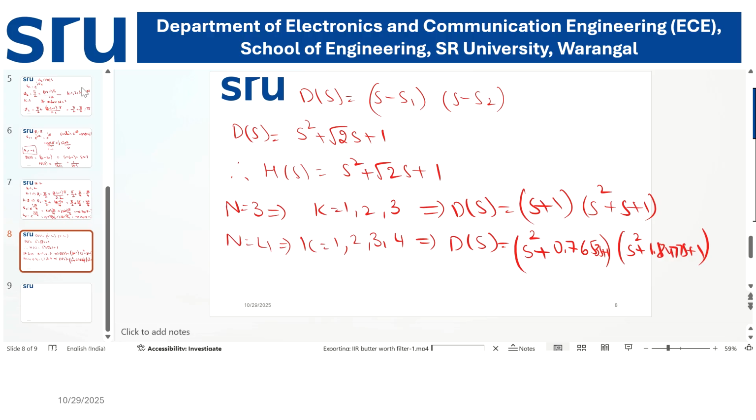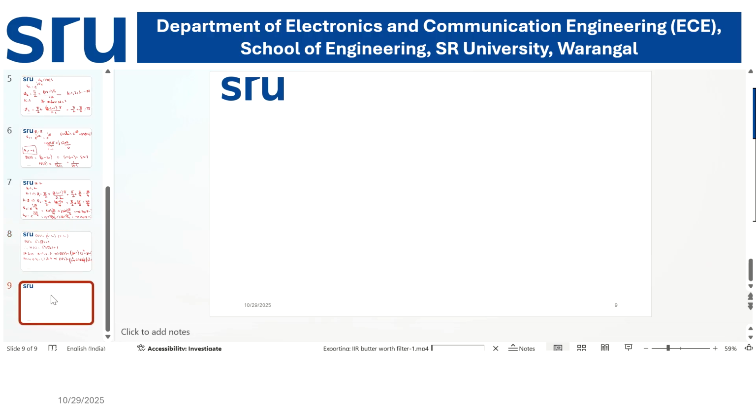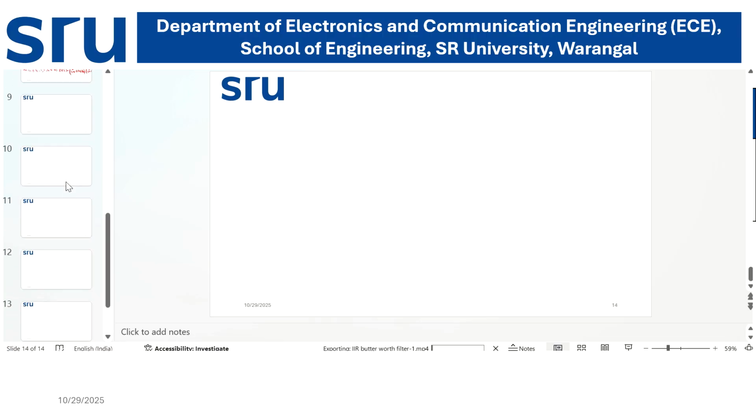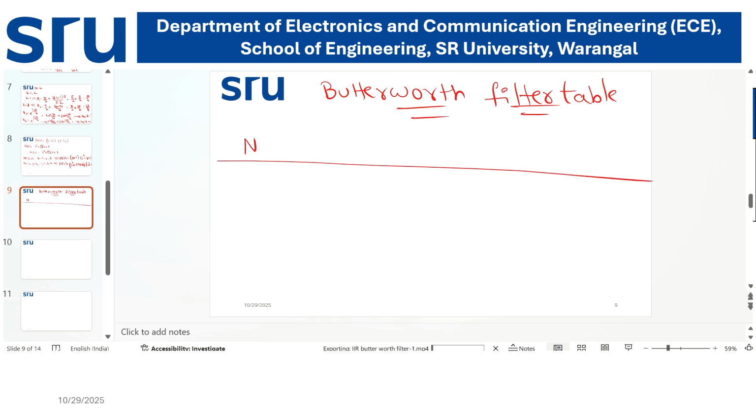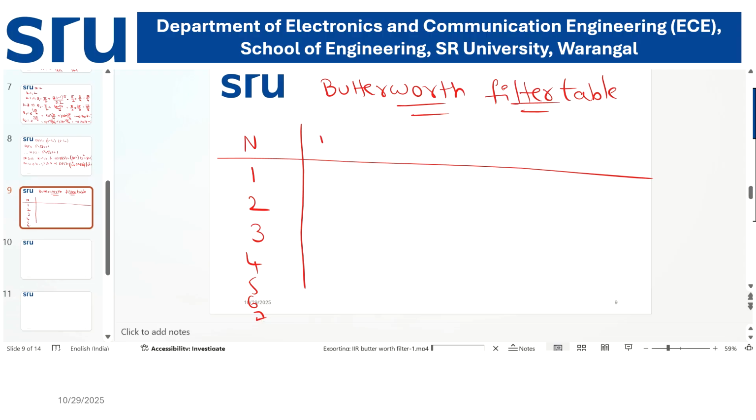So by considering all these values into account, we have the table called the Butterworth filter table, which gives the details about the Butterworth filter, and tells us what the polynomial is for the given order of the filter. So we have n equal to 1, 2, 3, 4, 7. Then the polynomial for n equals 1 is s plus 1.